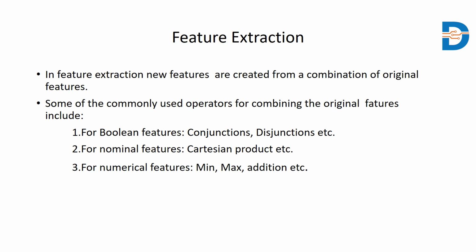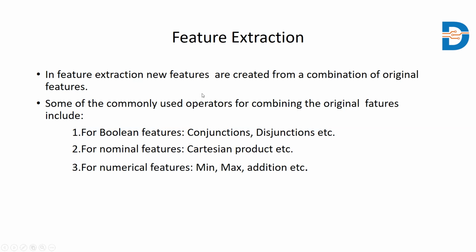Some of the commonly used operators for combining the original features include the following. For Boolean features, we will use conjunction, disjunction, etc. For nominal features, we use the Cartesian product, etc. For numerical features, we use minimum, maximum, addition, etc.